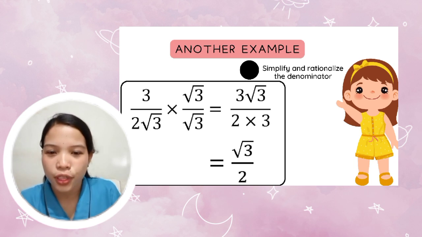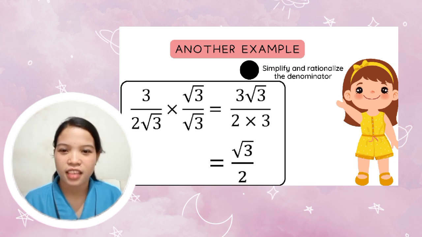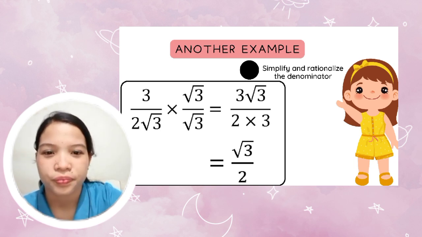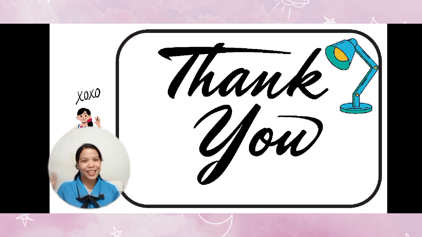So at this point, we already eliminated the radical sign in the denominator. I hope you learned a lot of new things today, because this discussion is just a very easy discussion, as long as you know the process, you know the steps, and you know how to eliminate and manipulate the radical sign in the denominator. I hope you've learned a lot today, and thank you for watching.